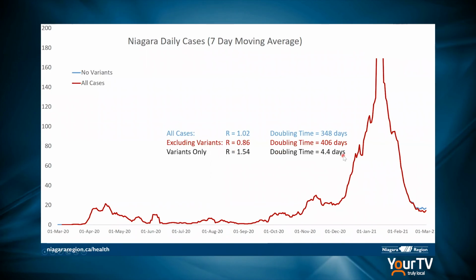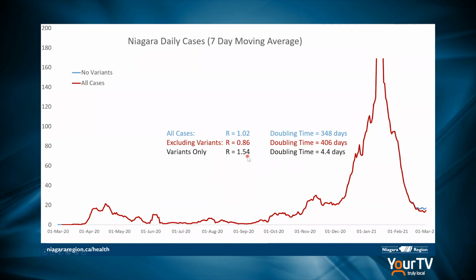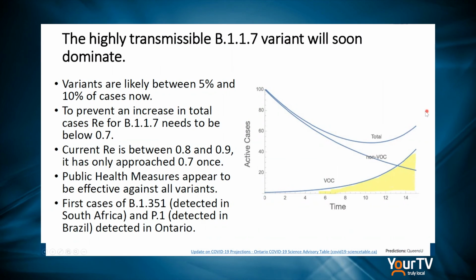Caution, of course, is that we're dealing with relatively small numbers here, so these numbers could be a little bit exaggerated just because of that. But I think it's overall clear that the variants are now what are driving our cases flattening out as opposed to continuing the decline that we were seeing earlier. Now, I talked about how in Niagara, about 16% of our cases are now variants. In the province, it's over 20%.